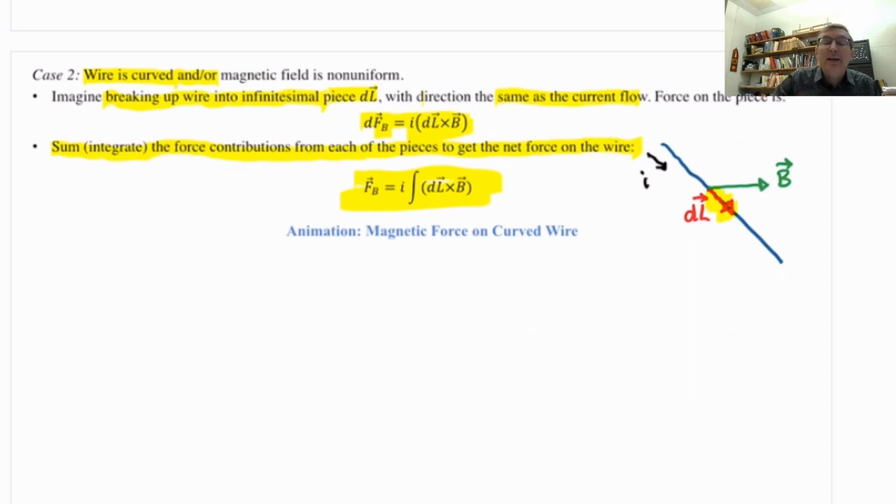So you do have to do that integral if the wire is straight, but the magnetic field is not uniform along it, or the wire is curved. So let me show you something else from Wiley Plus. In this case, it's one of the simulations. So let me get to the screen I need.